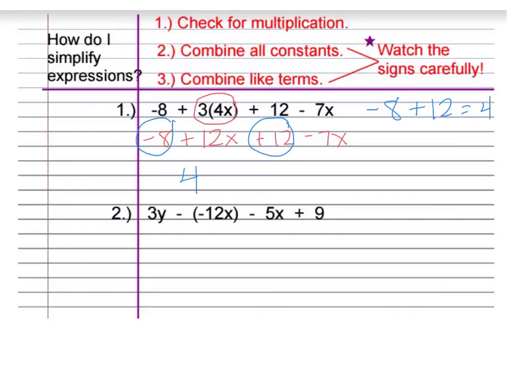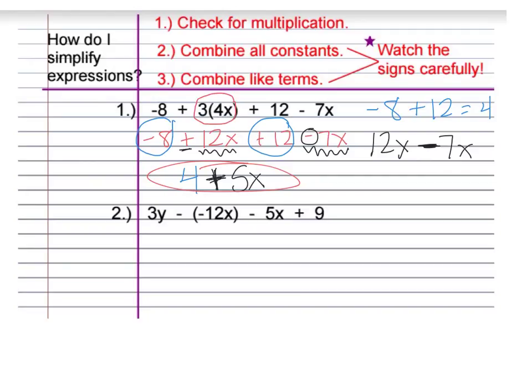Now, step 3 says combine your like terms. My like terms are 12x and negative 7x. How do I know that 12 is positive? Because the sign in front of it is a plus. So we have positive 12x minus 7x. How do I know to put the minus with the 7x? It's because it's the sign right in front of it. 12x minus 7x is 5x, and that's positive 5x, right? So I'm going to put a plus sign there to communicate it's positive. So I've simplified this expression to 4 plus 5x. I cannot simplify any further because these are not like terms, so that is my final answer.